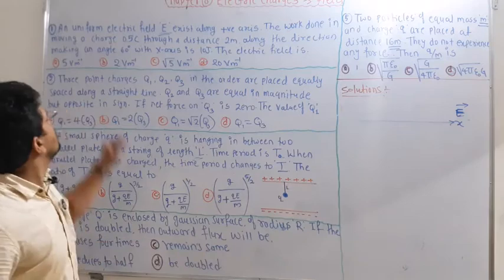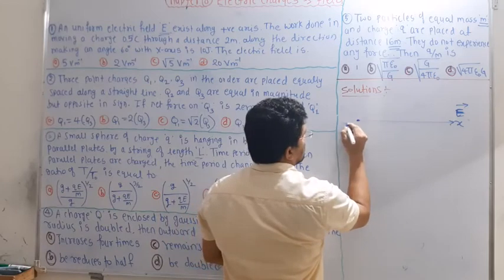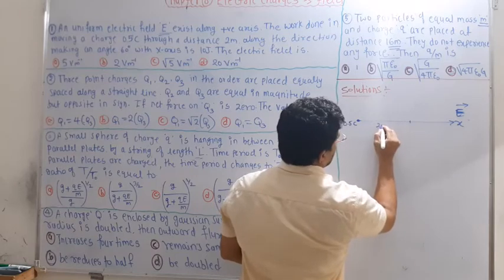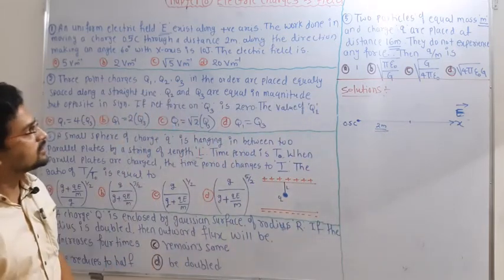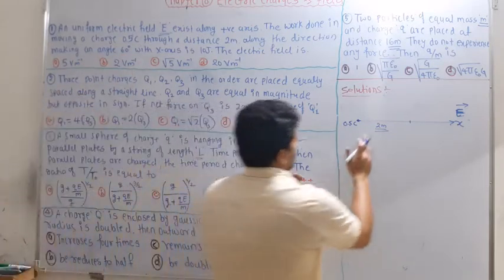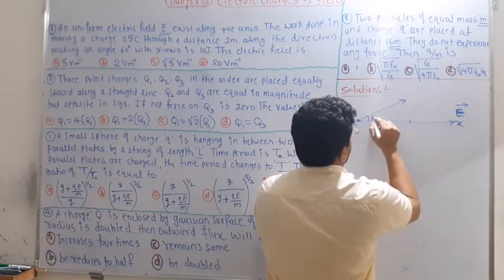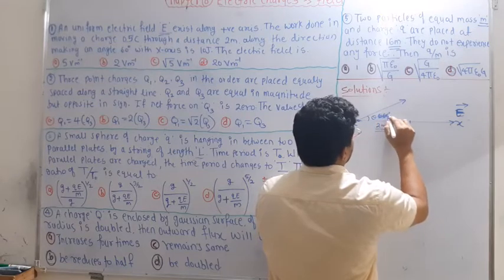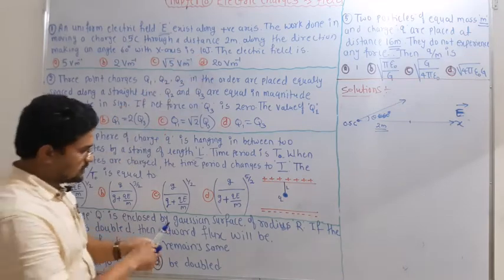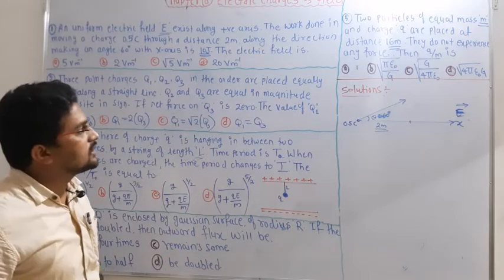Next, the work done in moving a charge of 0.5 coulomb through a distance of 2 meter. Suppose there is a point charge of 0.5 coulomb, and you have to move this charge from here to here, a distance of 2 meter, making an angle theta of 60 degree with the electric field direction. The work required is 10 joule. You have to find the electric field E.